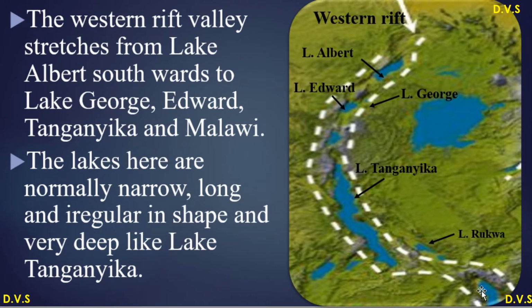The lakes are normally narrow, long, and irregular in shape, and very deep, like Lake Tanganyika. Since they are in a Rift Valley, they are mainly long. They don't expand because they are in a valley. They are salty and deep. Since these lakes are covering what we call grabens, they are deep and long, stretched.